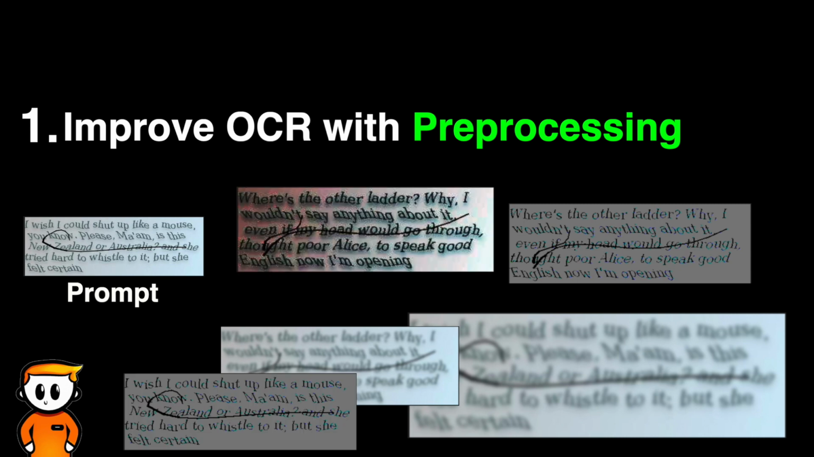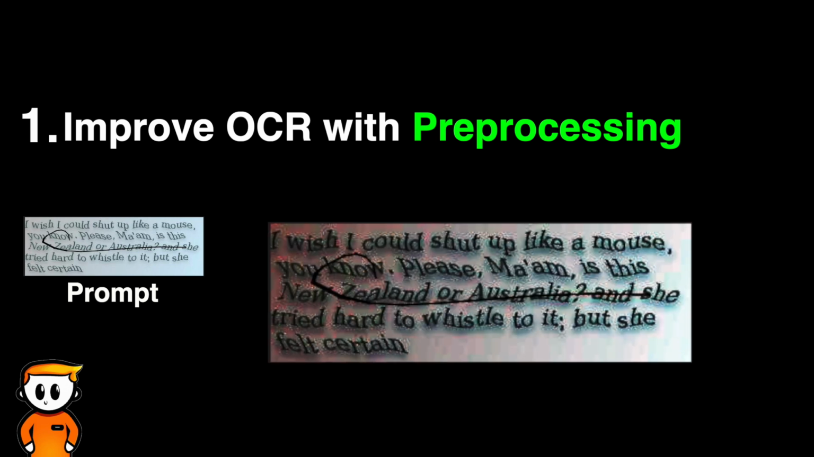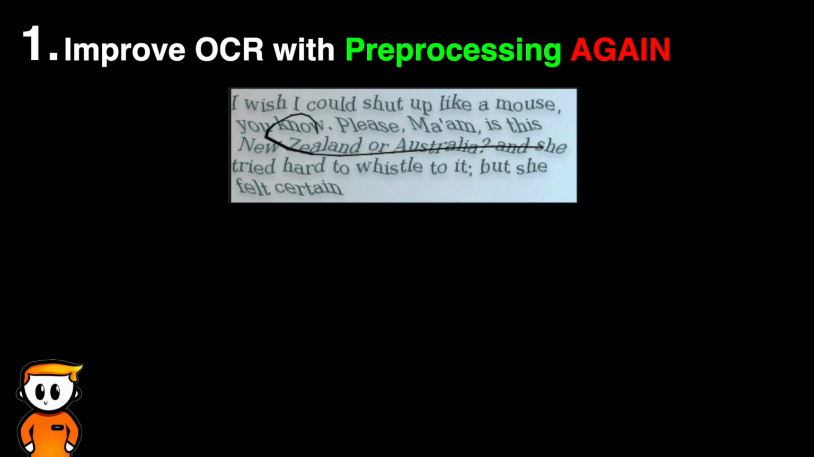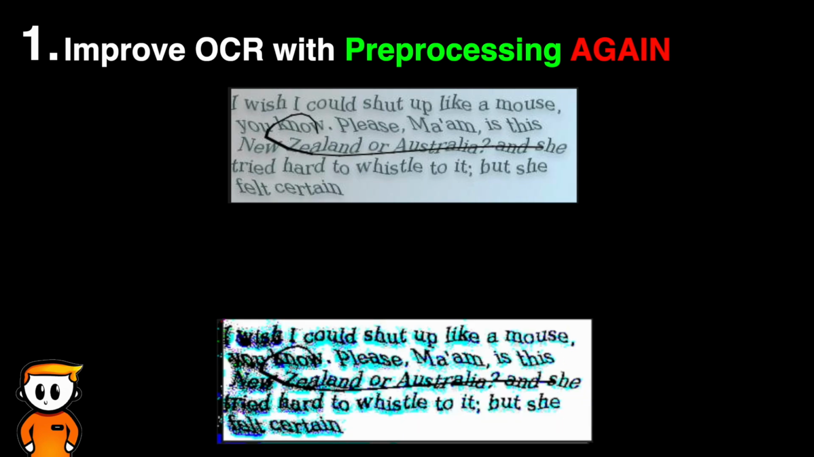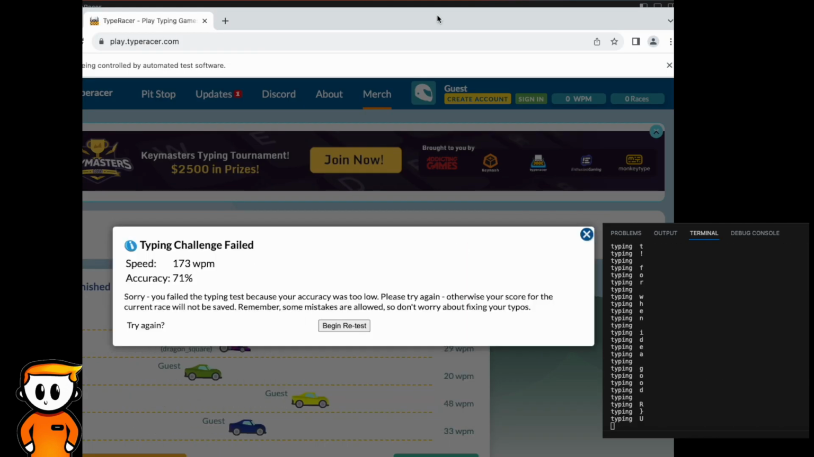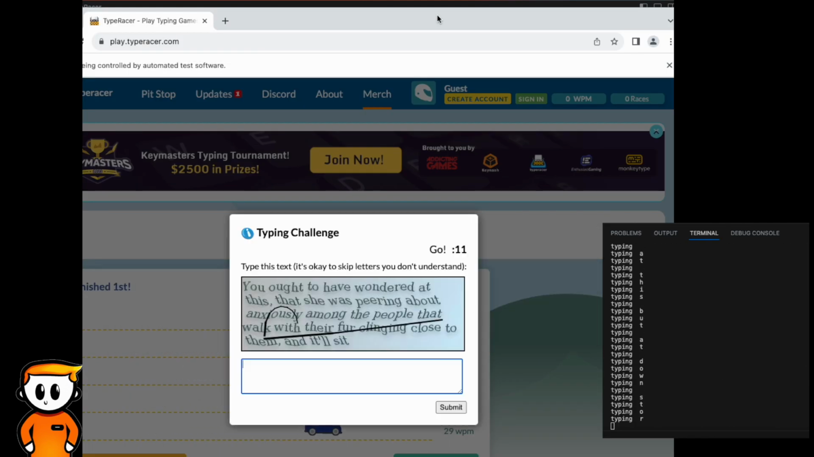Early pre-processing attempts were failures, and this one is even worse. Let's try again with thresholding. Here, by attempting multiple thresholds, we are able to determine a threshold of 158 makes the image much clearer and easier to read. Now let's try running the program again with these additions.